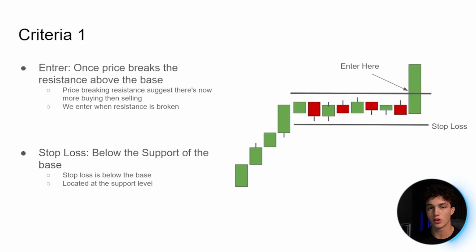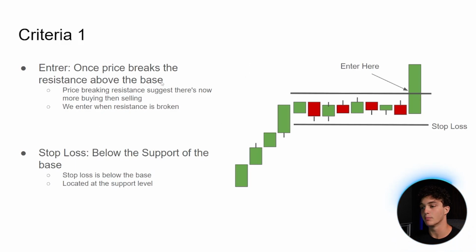So the first criteria you want to look for when entering a base breakout setup is that you want to enter once it breaks the resistance of the base. In this example, we see there are overlapping candlesticks, so we can draw a level of resistance above it and a level of support below it. And we want to enter once it breaks that level of resistance. Emphasis on the word breaks.